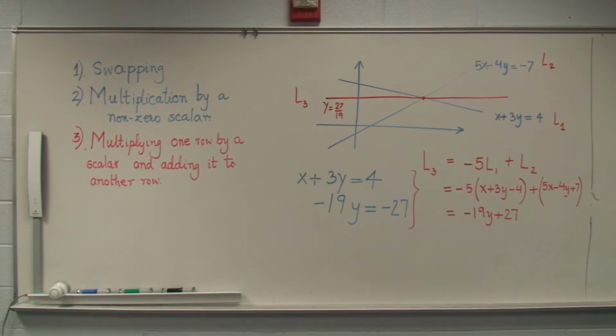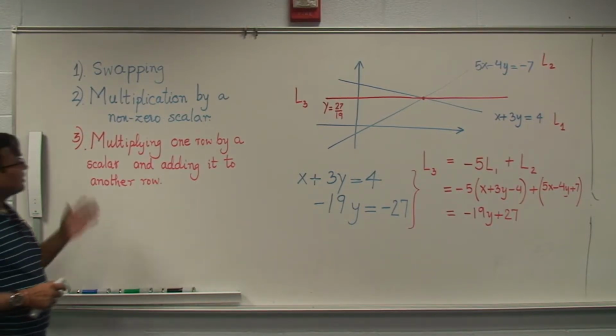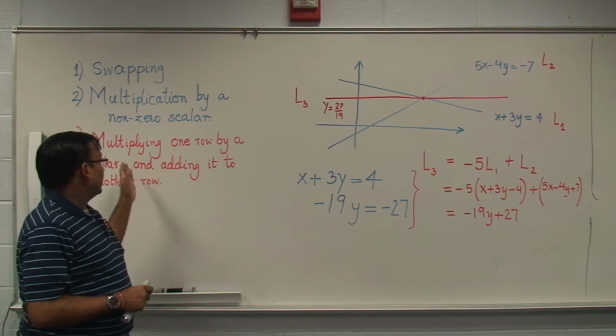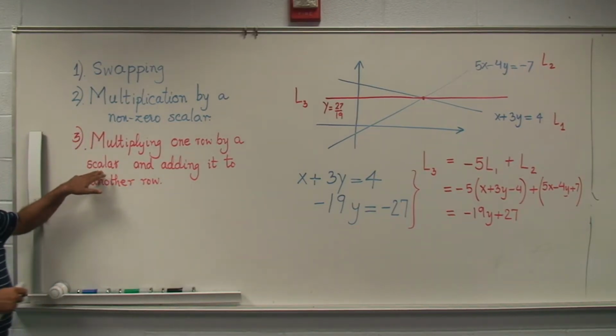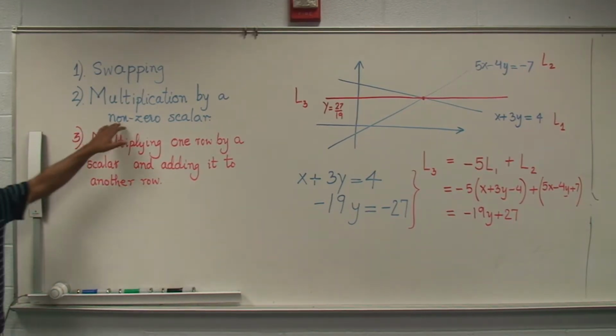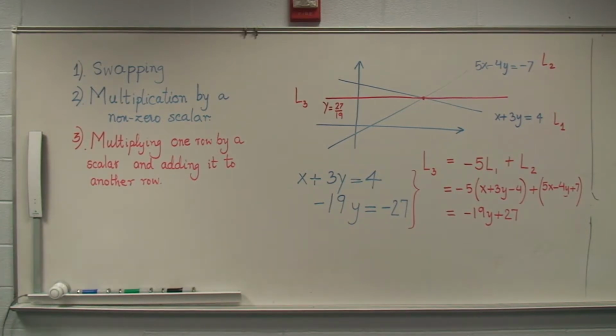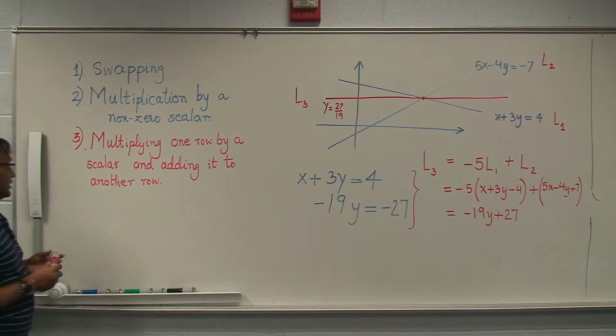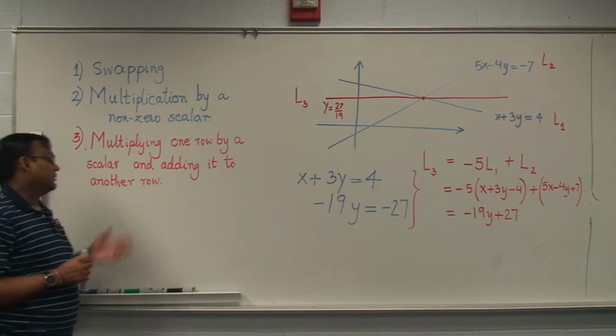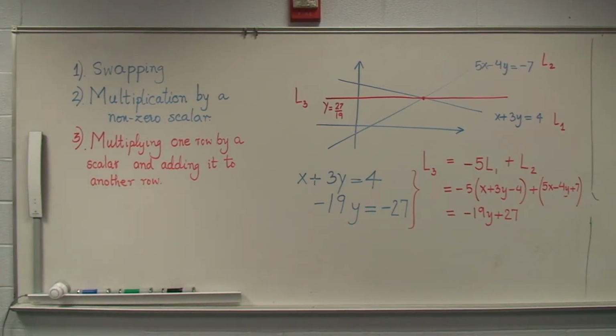I should emphasize one thing over here right away. When I say multiplying one row by a scalar, note I am just saying it to be a scalar. I am not emphasizing it to be a non-zero scalar. So that means I am allowing the scalar to be positive, negative, as well as 0. Of course, multiplying one equation by 0 and adding it to another won't change that second equation.